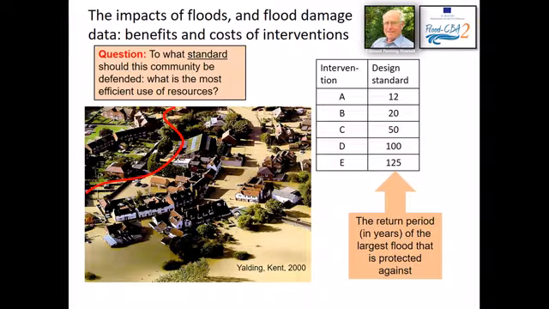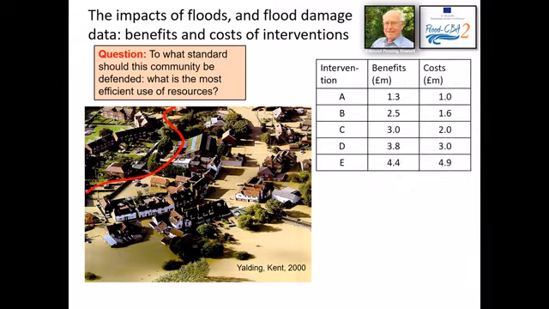And in this example, which is partly hypothetical, we have listed 5 different interventions, A to E, and they have different design standards in terms of the return period in years of the largest flood that is protected against. So, for example, Scheme E has a very high design standard protecting against very extreme flood events, whereas Scheme A has a very low design standard protecting against only the floods that occur once every 12 years.